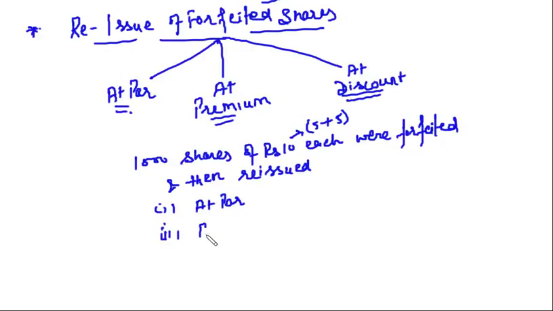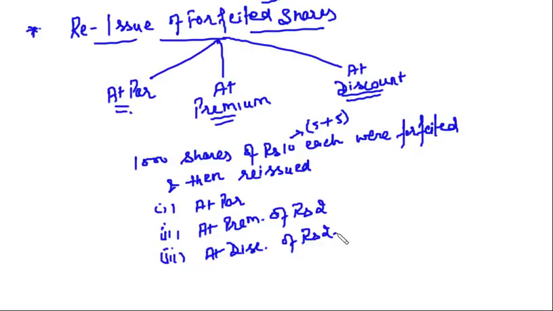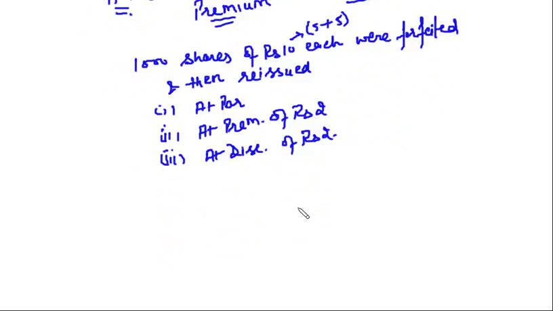Second, at premium of rupees 2. Then third, at discount of rupees 2. Clear? That means you can reissue these shares at par, at premium, or at discount. Now, how to deal with this? When you are issuing the shares, you will receive the money again. Obviously, if you are issuing the shares to the public again, you will receive the money.